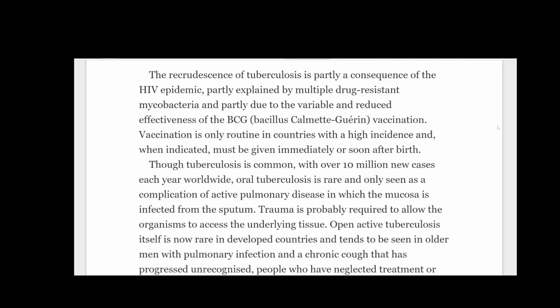Open active tuberculosis itself is now rare in developed countries and tends to be seen in older men with pulmonary infection and a chronic cough that has progressed unrecognized, people who have neglected treatment or are immunosuppressed. They are likely to show typical signs of pulmonary infection, chest pain, malaise, weight loss and hemoptysis. The typical lesion is an ulcer on the mid-dorsum of the tongue. The lip or other parts of the mouth are infrequently affected.